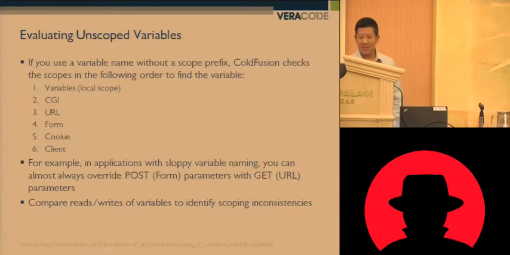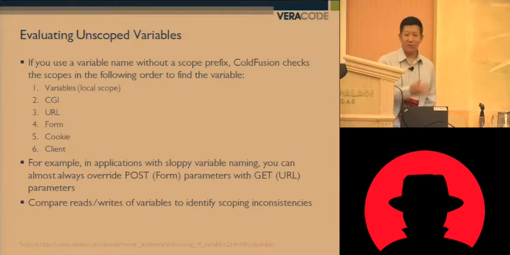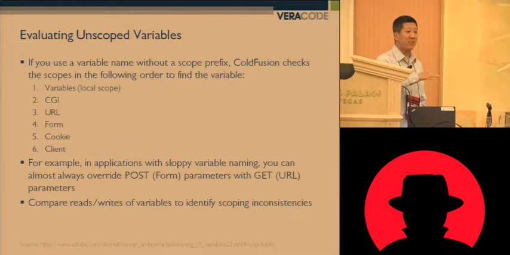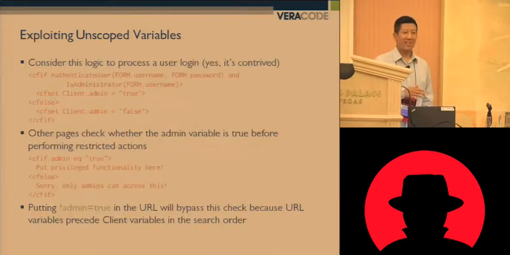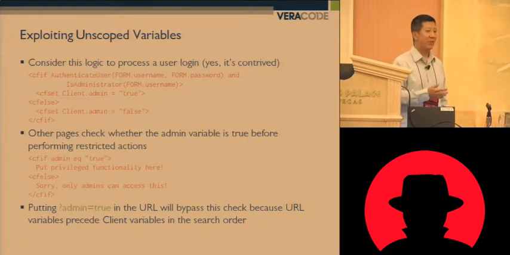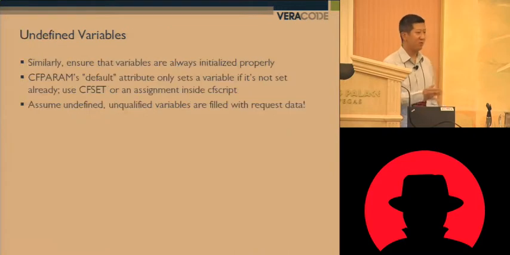If you remember, client scope is number 6. So if I have any variable that's called admin earlier on in the search order than the client scope, then the application is going to use that one instead. And that's why I can just put admin equals true in the URL, and it will bypass that check. And I could put admin equals true anywhere in the search order. So again, it's a really easy thing to look for. I'm just looking for the fact that I'm setting client.admin, but I'm just reading admin. Really easy to find. Really common mistake, but easy to search for.